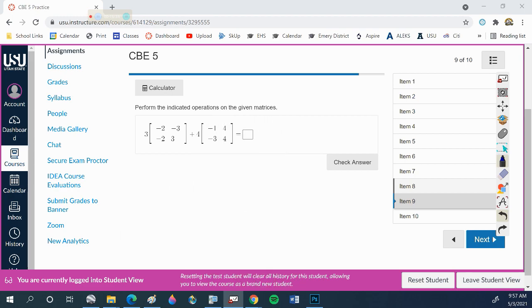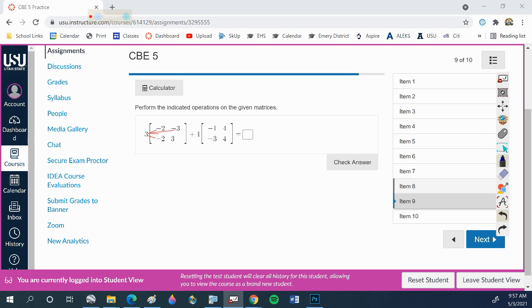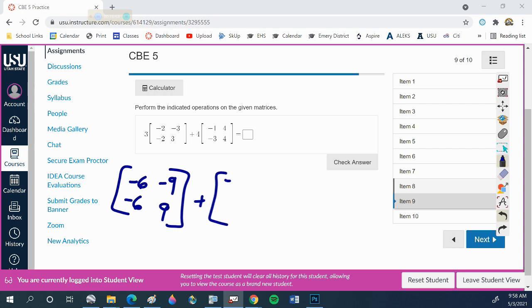Okay, and then this is just distribution of a scalar and then adding them together. So we need to hit all of these with the 3 and all of those with the 4, and then we'll add them together. So the first one, negative 6, negative 9, negative 6, 9. And then second one is negative 4, 16, negative 12, and 16. And then you just add corresponding parts. And remember, for two matrices to be added together, they have to be exactly the same size and shape.